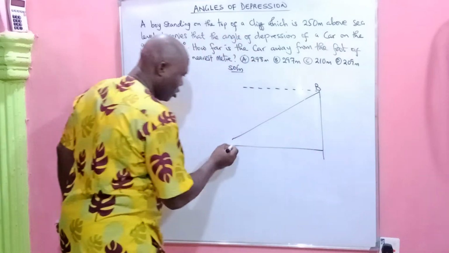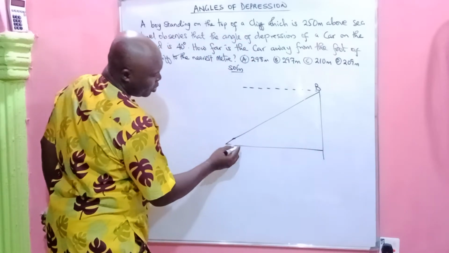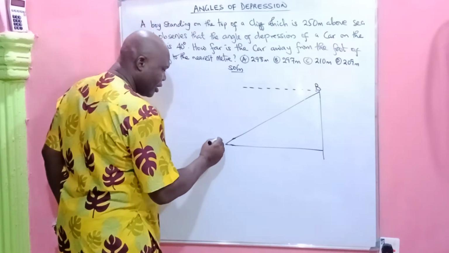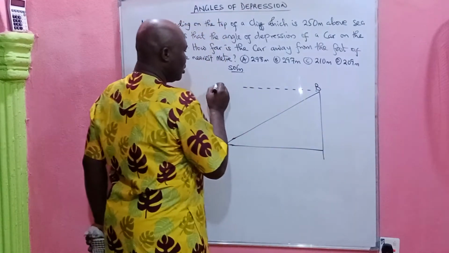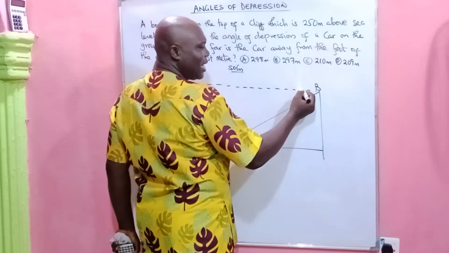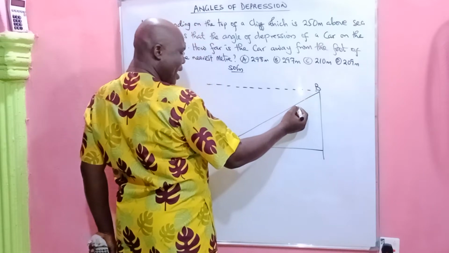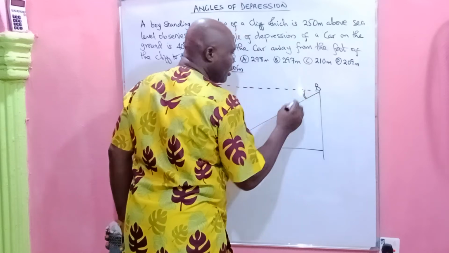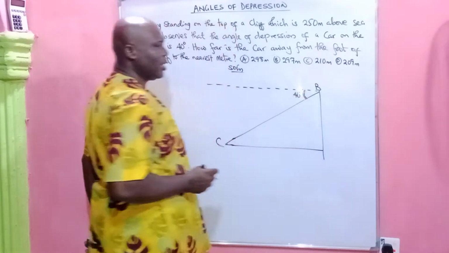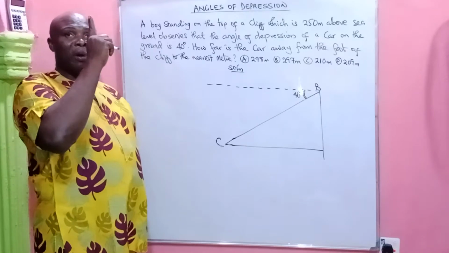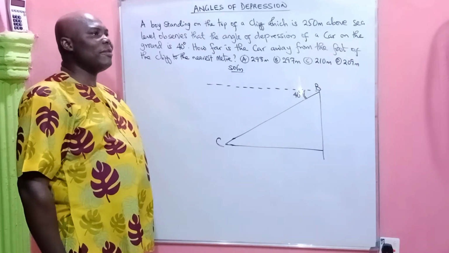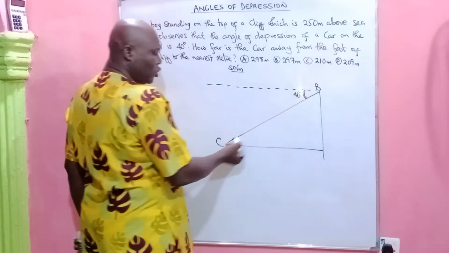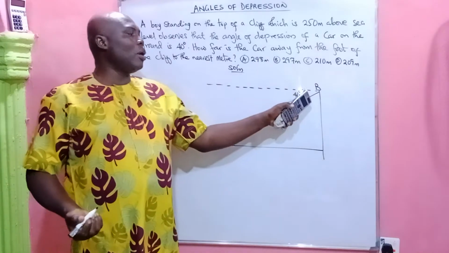So the boy observes a car here, and the angle of depression is measured from this horizontal eye level to where the car is. So this is the angle of depression. This is the angle we are talking about, and that angle is 40 degrees. So if one on top of a cliff suddenly changes his eye level and looks down, he has just moved from the normal eye level to what he just saw on the ground level. So that's the angle of depression.